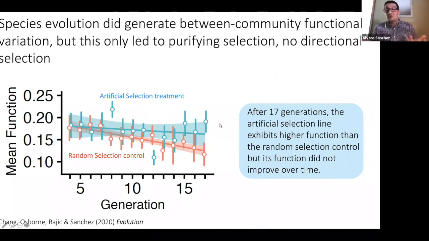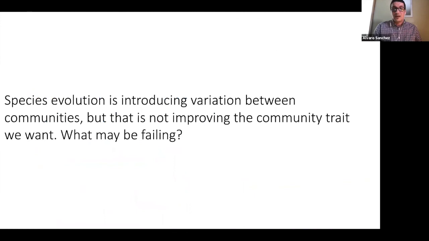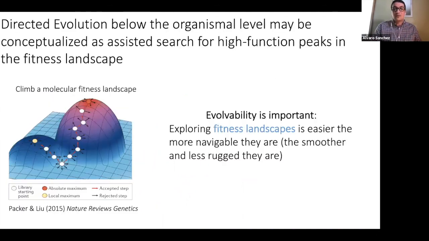Now, this tells us two things. One is that evolution can, in principle, work to produce this variation for selection to act on. Though in this particular experiment, it didn't help us, it at least prevented the degradation of the collective function. So this is another way in which evolution can act in these communities. So the question then is, okay, evolution can work, but what might be working? What might not be working in our communities?